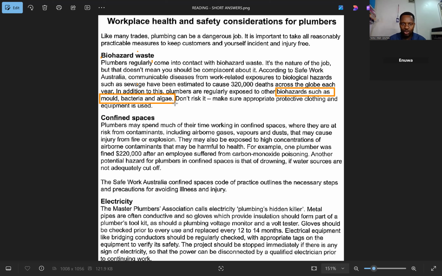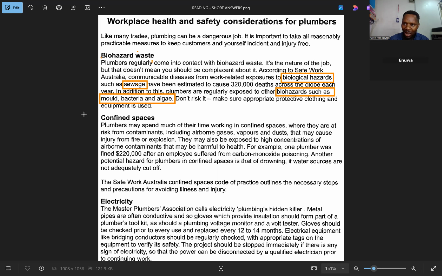So what do you need to do? There is a biohazard mentioned somewhere. You want to be very careful. Don't fall for distractors because they are always everywhere. Look at this. Biohazards, such as what? Sewage. This is your first answer. Sewage. Please, do you understand this?